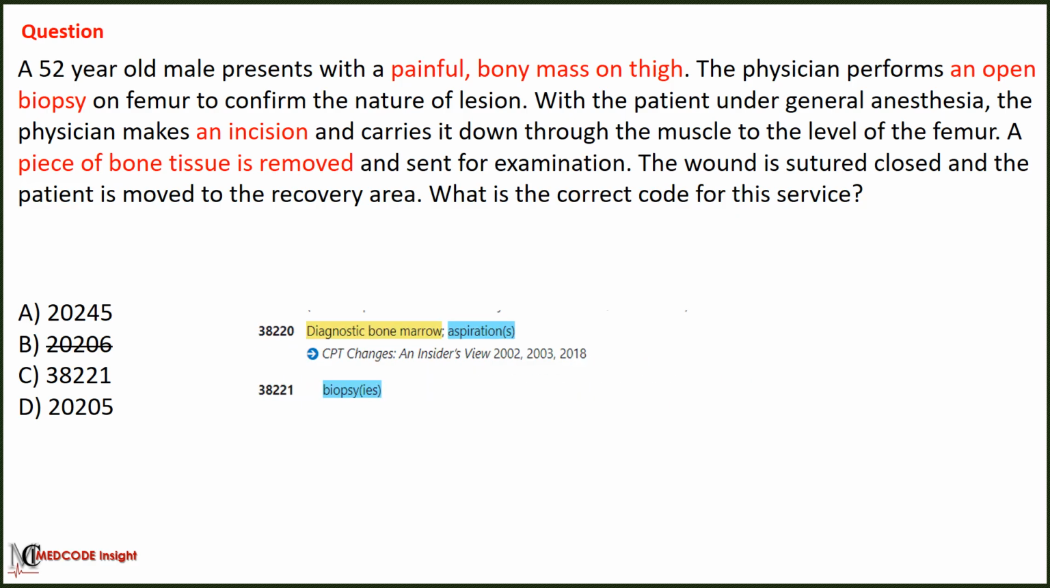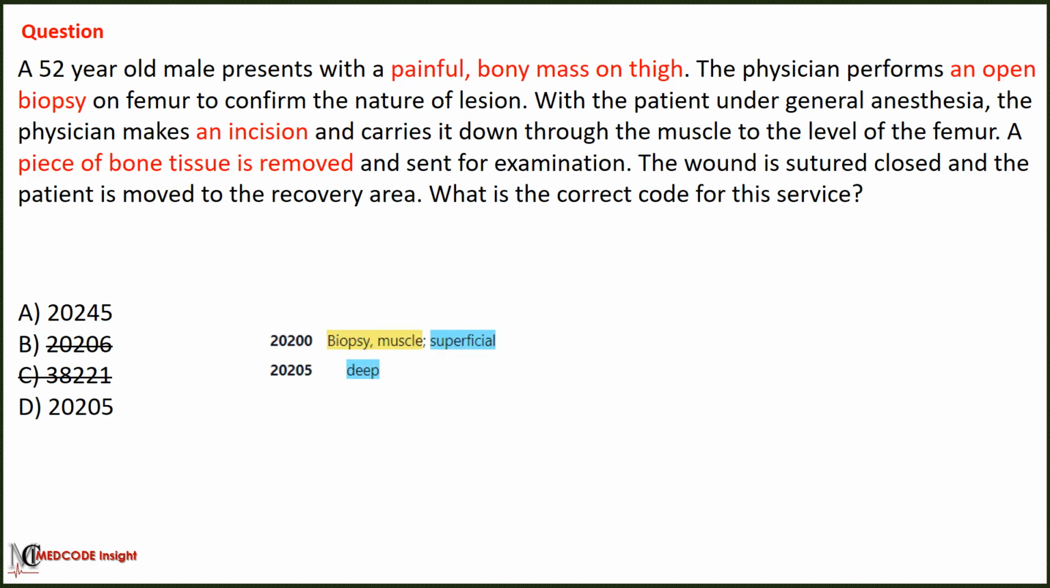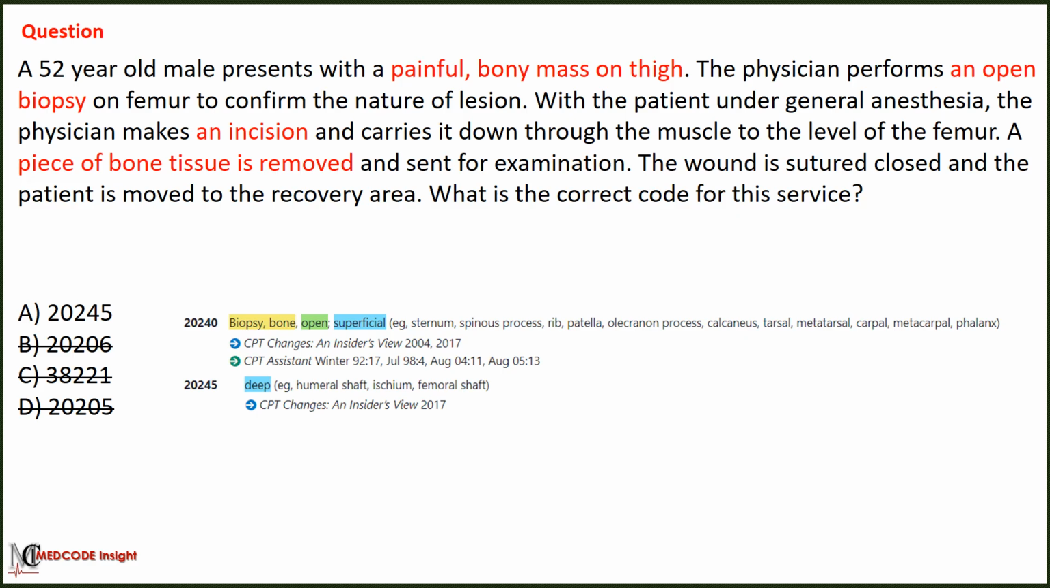We will also eliminate option C with code 38221, which is used to take one or more samples of bone marrow for diagnostic purposes only. We will also eliminate option D with code 20205, which is used for the biopsy of deep muscle tissue to further analyze a suspected medical condition or infection. Our correct option is option A with the code 20245, which is used for the open bone biopsy, which is used to obtain a bone sample, typically from a lesion, to further analyze a suspected medical condition or infection.